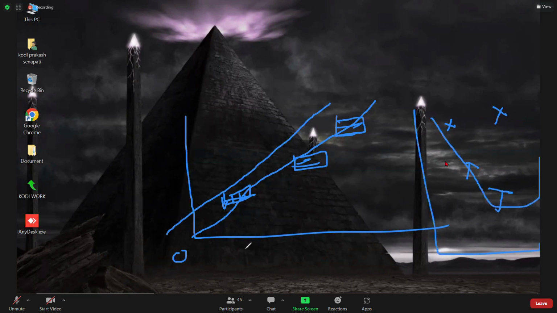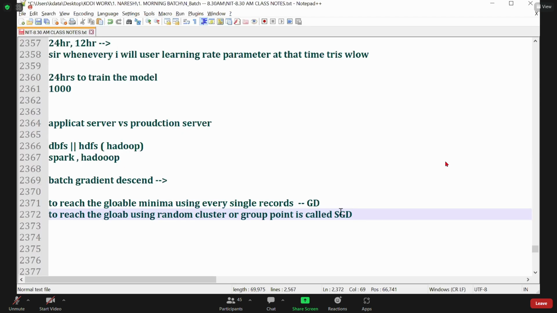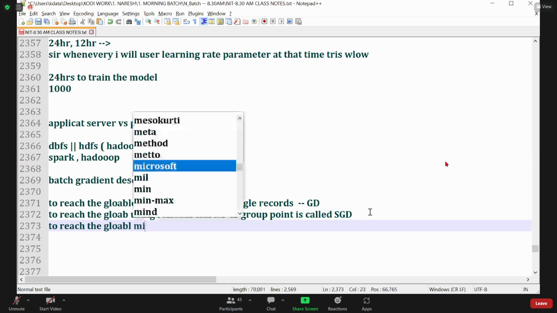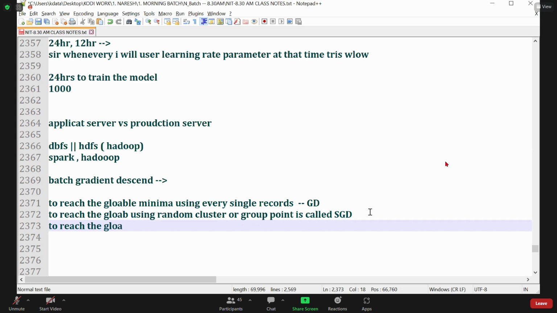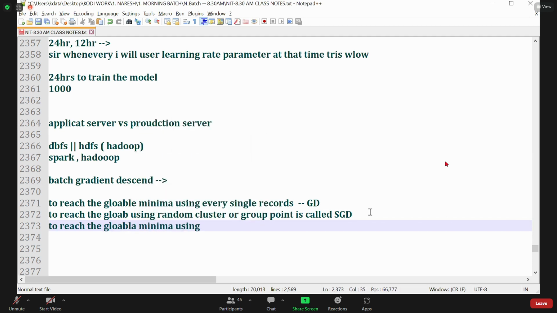Everybody is clear. So today we discussed, I know that many of them understand, many of them not understand, but still every session I'm trying to make you understand well, guys. All right. So here, to reach the global minima using batches in gradient descent, it's called batch gradient descent.